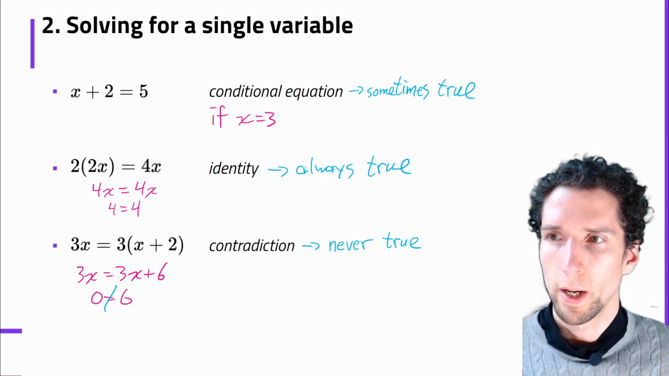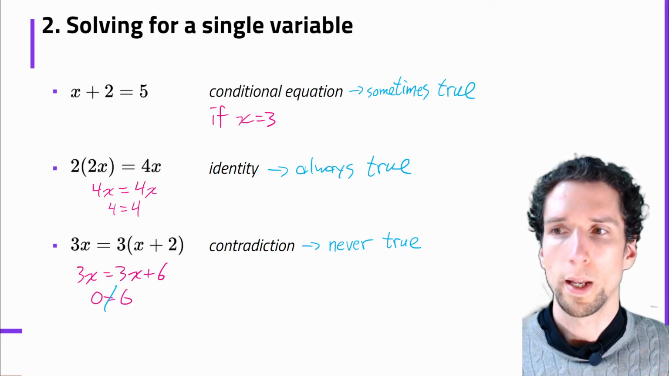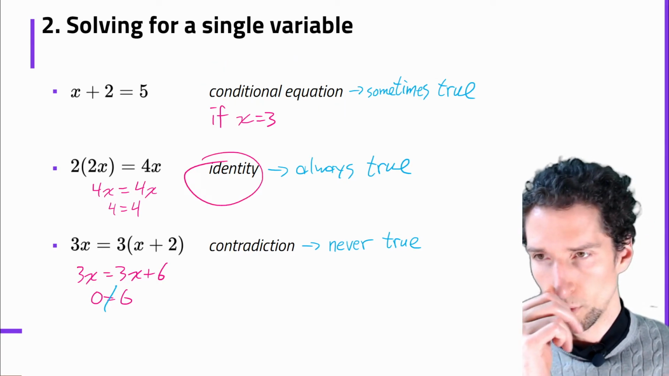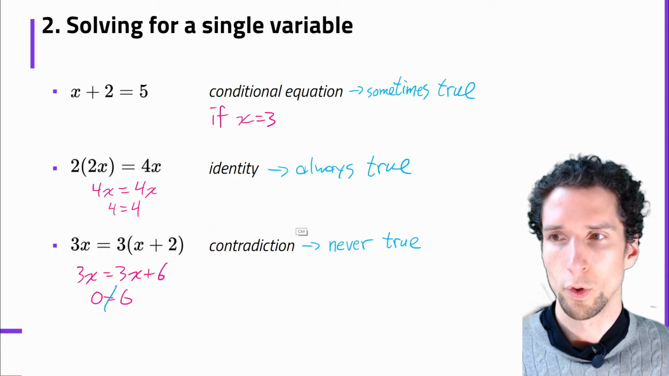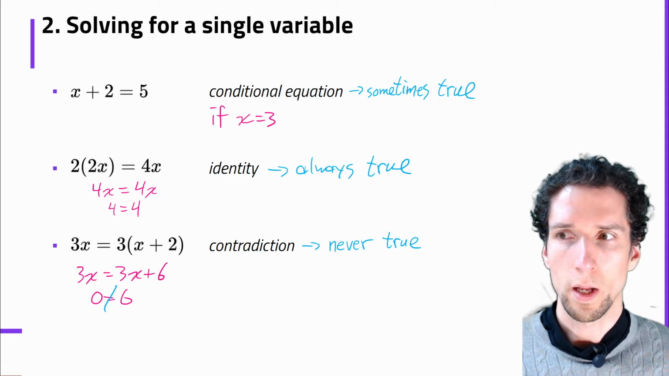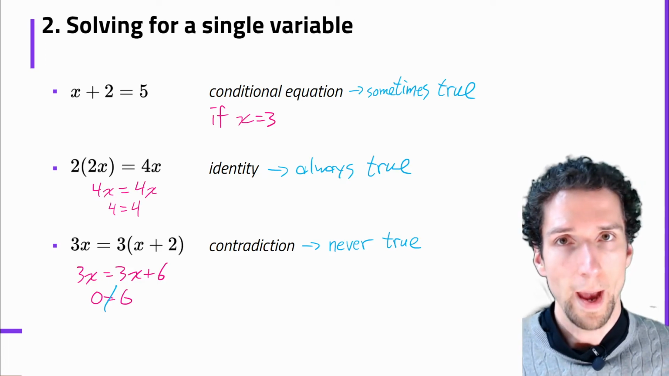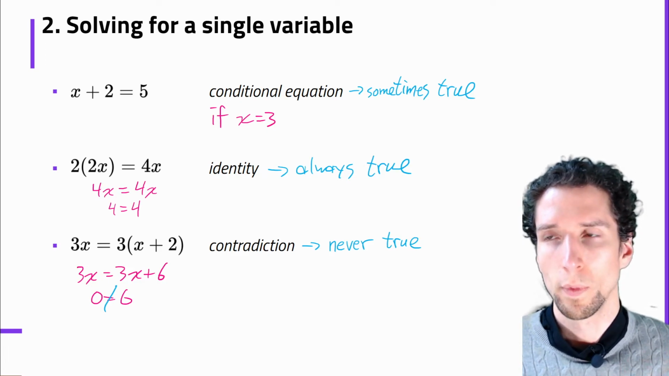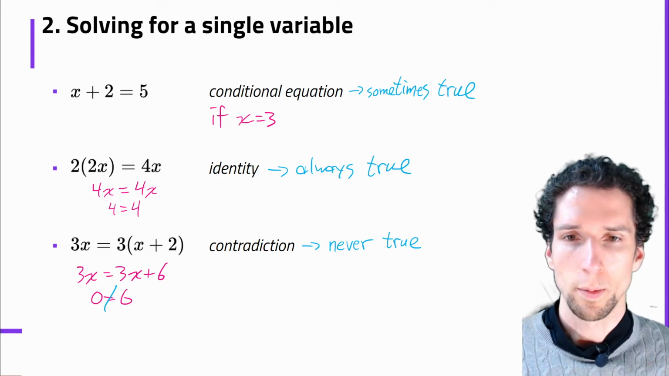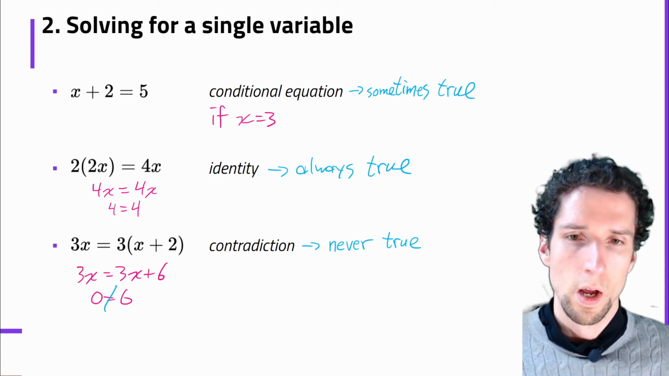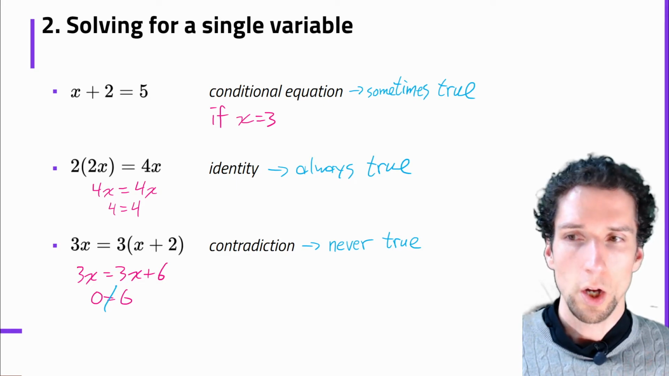So most of the time we will get a conditional equation like this, but sometimes we can have an identity where it's always true, and sometimes we can have a contradiction where it is never true. We need to be aware of what those situations look like, and if we get that as our answer for something, then not to be shocked or think that we did something wrong, but understand that's one of the possibilities. So there's our fancy names for them: conditional equation, an identity, or a contradiction.